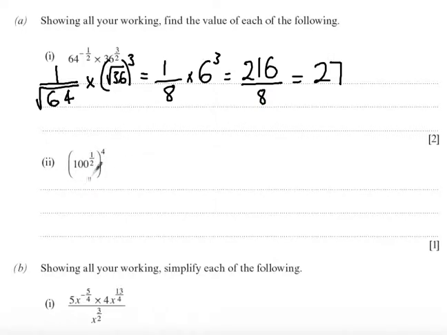Okay, so second question, 100 to the power of a half, all to the power of 4. Personally, I would expand the bracket and use the laws of indices to simplify this. So a half times 4 gives me 100 squared. 100 squared is going to give you 4 zeros, so that is 10,000.